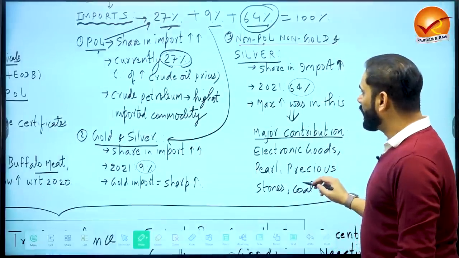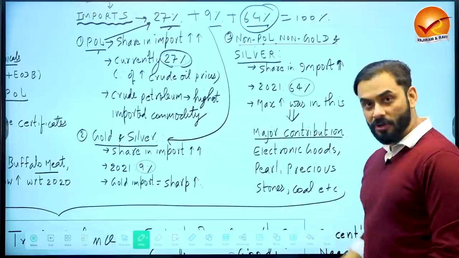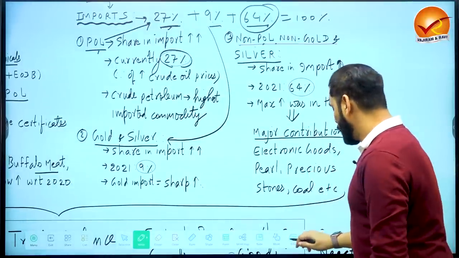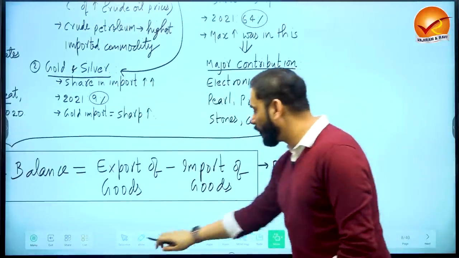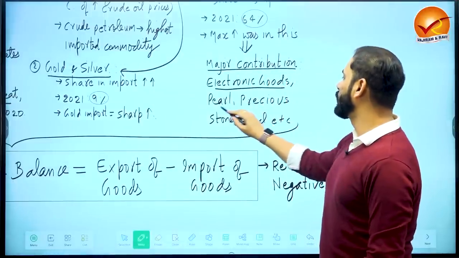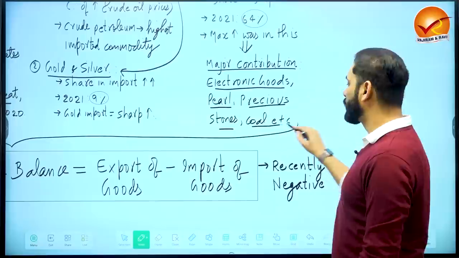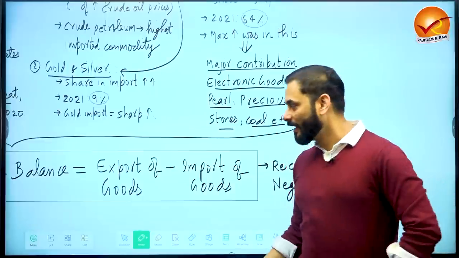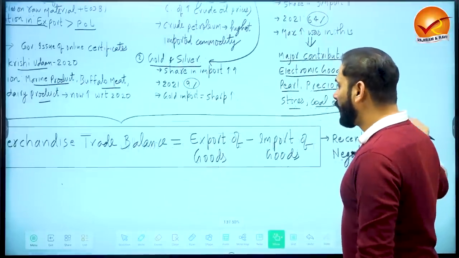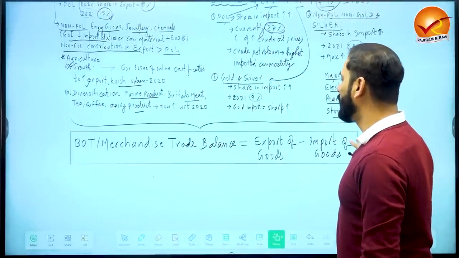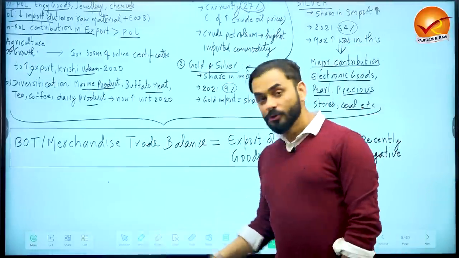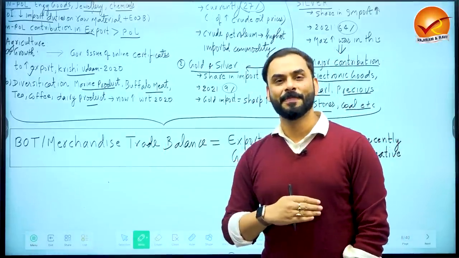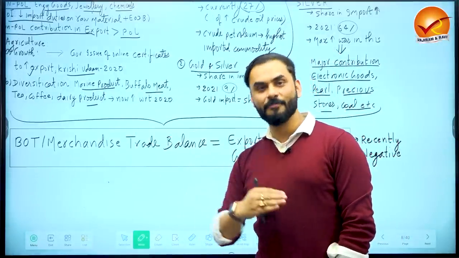Now, in this category called non-POL, non-gold and silver, which are the most important imported items? So what do we import? See, major contribution is by electronic goods, pearl, precious stones, coal, etc. These are our major imported items. Now, I told you that any country of this world would like to have a situation where we sell more and buy less, right? Where we export more, import less.